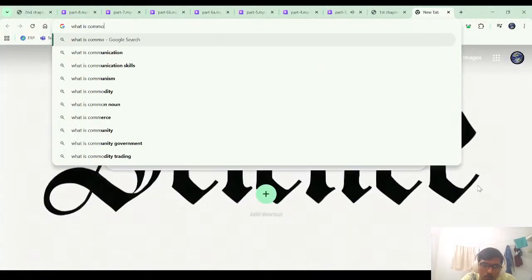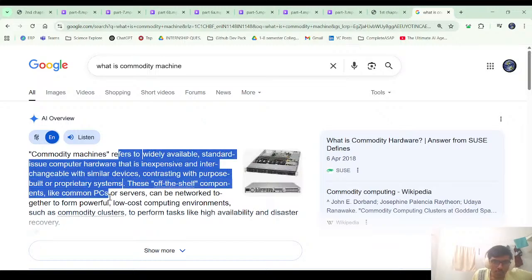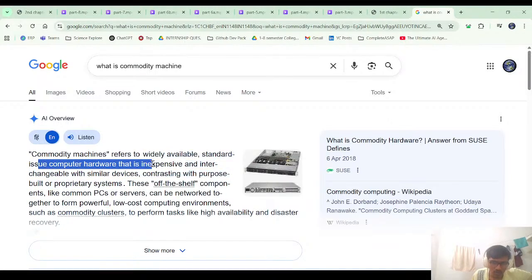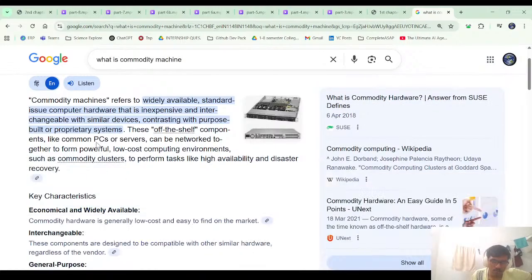What is a commodity machine? Commodity machine refers to widely available standard issue computer hardware that is inexpensive and interchangeable.